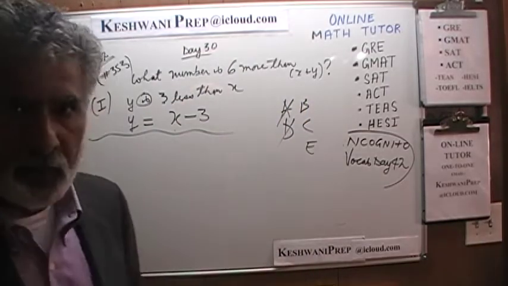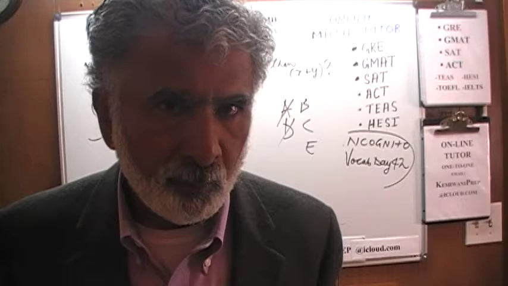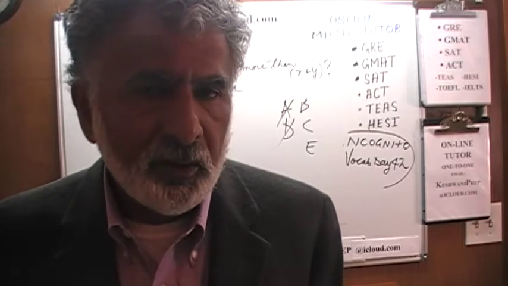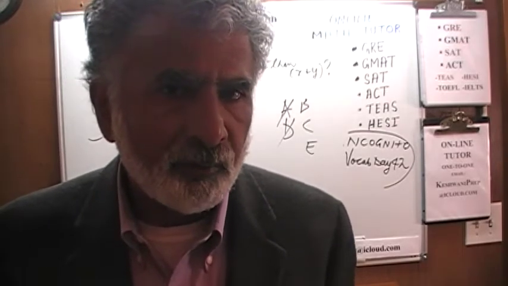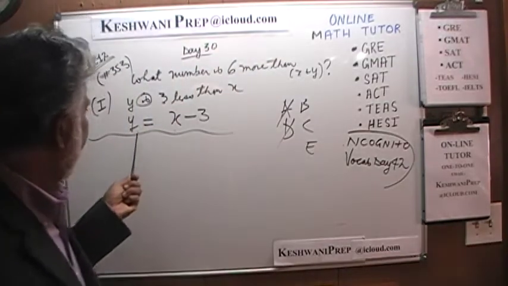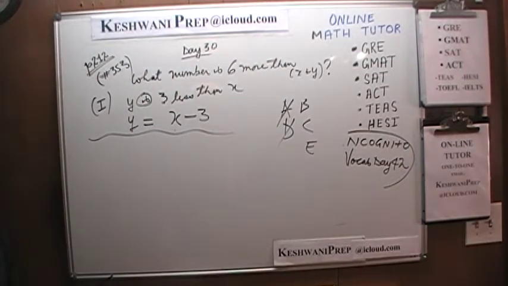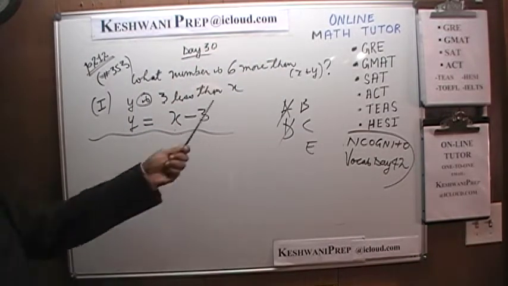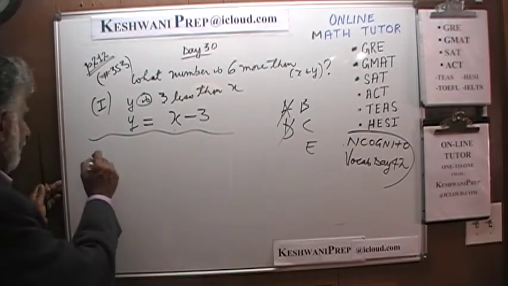Either we need two independent equations, or if it's just one equation, it has to be in some form where you can figure out the sum of the x and y. Here we can figure out the difference, but not the sum. There is nothing to do here. We cannot figure out the sum from there. Let's look at the second one.